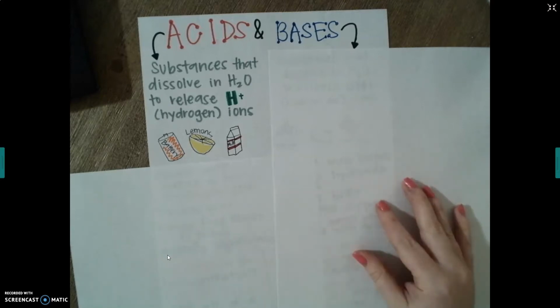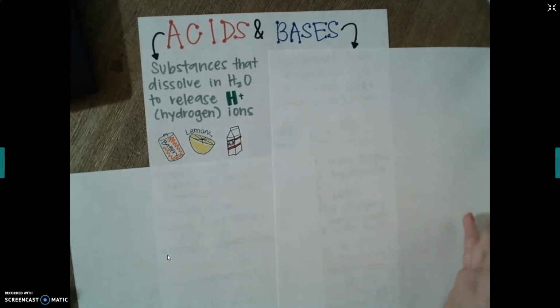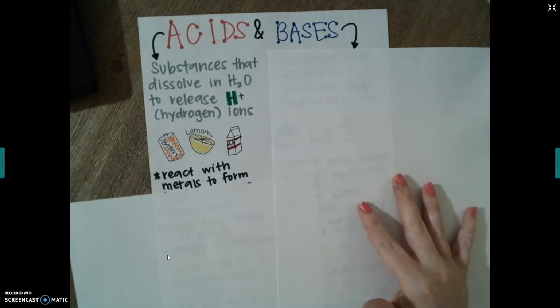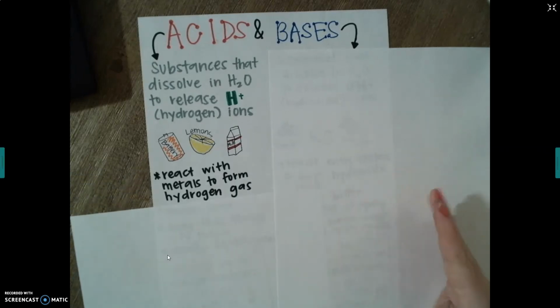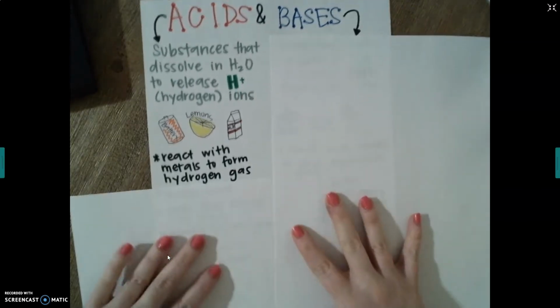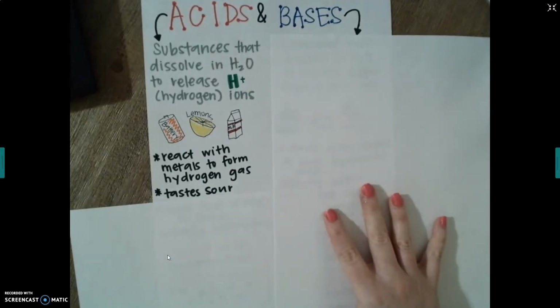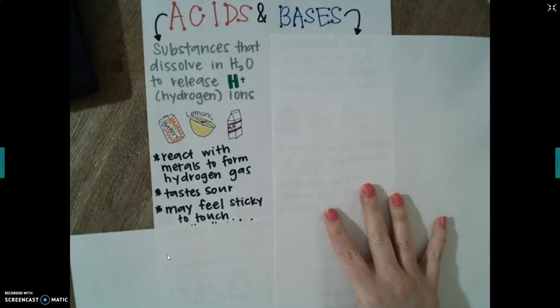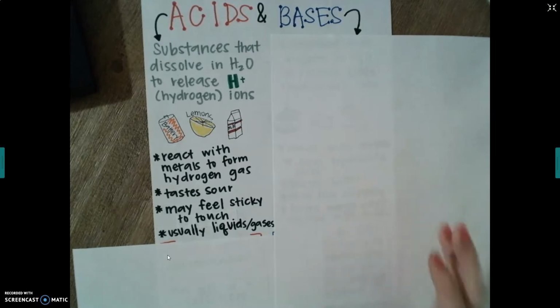ions. Some properties of acids are going to be that they react with metals to form that hydrogen gas, that green H plus that you see there. They're going to taste sour. They're going to feel sticky to the touch. And they're usually going to be liquids and gases.